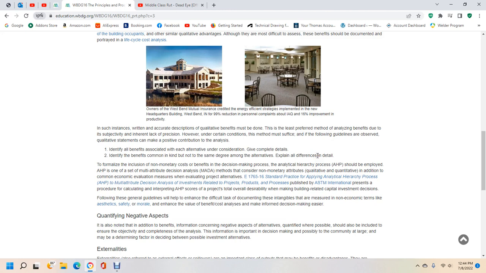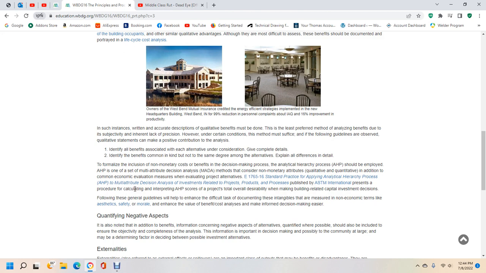To formalize inclusion of the non-monetary benefits in the decision-making process, the analytical hierarchy process may be employed. The analytical hierarchy process is one step in a multiple attribute decision analysis, a method of combining non-monetary attributes with the quantitative addition of common economic evaluation measures of project alternatives. The E1765-16 standard, Applying Analytical Hierarchy Process to Multiple Attribute Decision Analysis of Investments Related to Projects and Products and Processes, published by ASTM International, presents a procedure for calculating and interpreting analytical hierarchy process scores, a project's total overall desirability, when making building-related capital investment decisions.